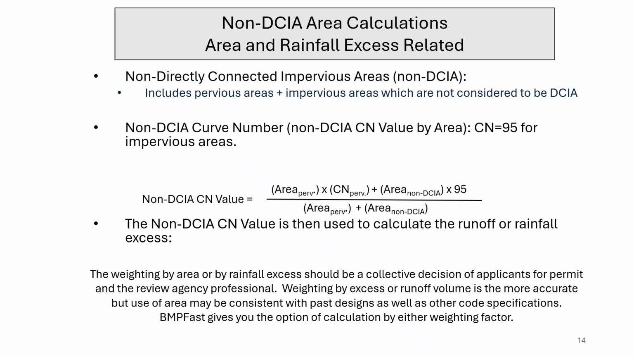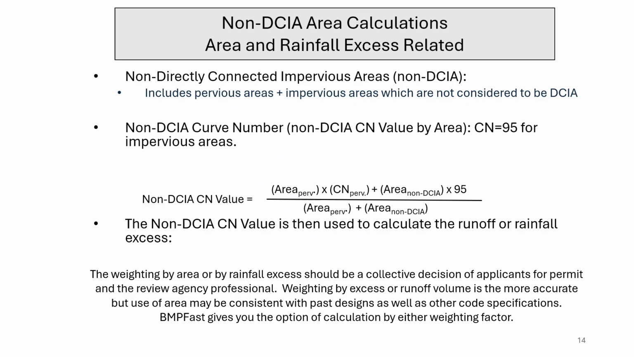As you see in the formula, this involves multiplying the pervious area by its respective curve number, adding that to the non-DCIA impervious area multiplied by 95, and then dividing by the total combined area. It's important to note that while weighting by area is a straightforward approach and may be consistent with older designs or other code specifications, a more accurate method involves calculating the actual runoff volume associated with a rain event for each land use and soil type, and then determining a composite curve number based on those runoff volumes.